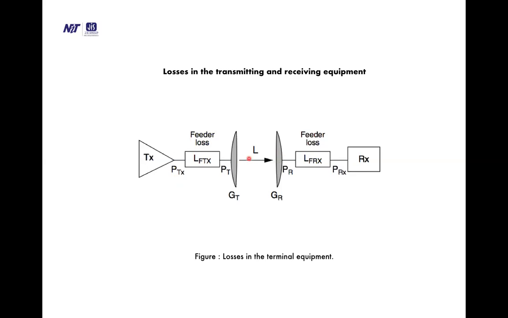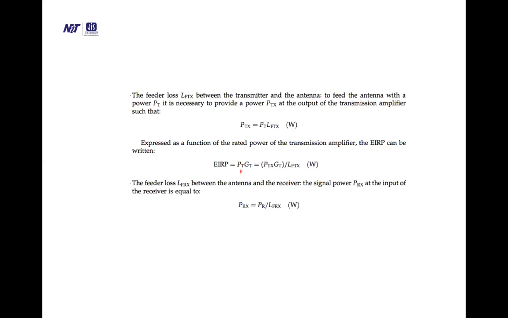This is the path loss between two antennas, the transmitting antenna and the receiving antenna. There is another loss, the feeder loss, between the transmitter and the transmitting antenna and between the receiver and the receiving antenna. In both cases there are losses, and this is known as feeder losses. Taking into account the feeder losses, EIRP, effective isotropic radiated power, is given by PTX GT divided by the feeder loss. In the case of the receiver also, the received signal is divided by feeder loss.